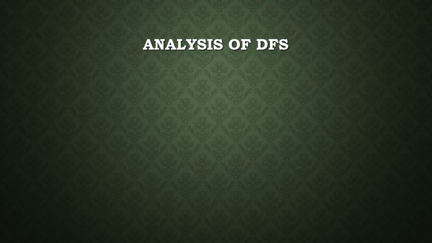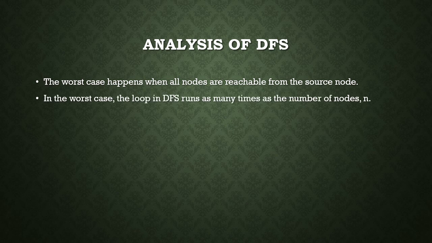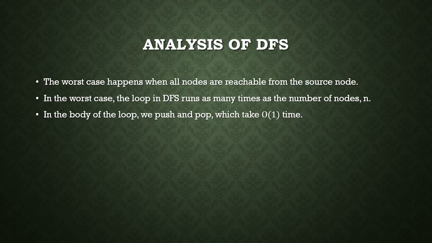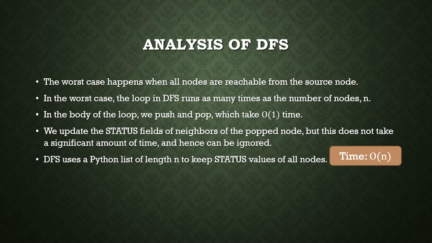Analysis of depth first search. The worst case happens when all nodes are reachable from the source node. In the worst case, the loop in DFS runs as many times as the number of nodes n. In the body of the loop, we push and pop, which take O(1) time. We update the status fields of neighbors of the popped node, but this does not take a significant amount of time and hence can be ignored. So we deduce that the time taken is O(n) for depth first search.